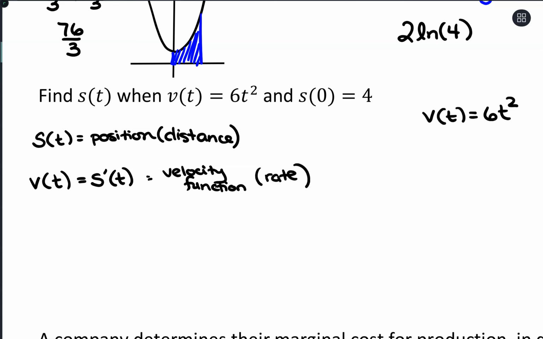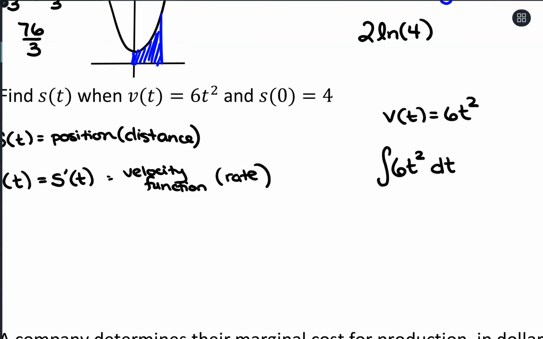So we need to take the antiderivative. We need to go backwards here and find our original function. So what I'm going to do is take the indefinite integral of 6t squared, and this is going to be dt since our variable is t. So with that, we'll have 6t cubed divided by 3 plus c, and that's going to be our position function.